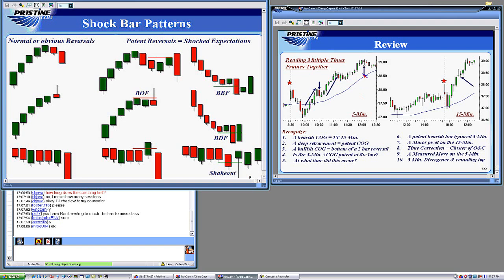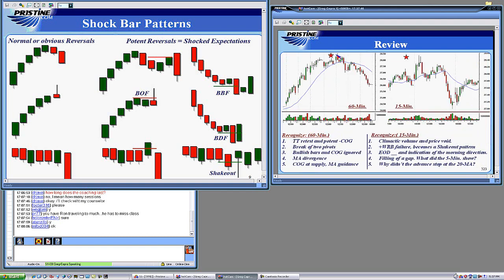Slowing momentum. Rounding top means it had to have made a higher high bar, and then prices retraced back in again after making that new high. Topping tail. We've got a topping tail right up at the high there. Prices broke out above a consolidation and formed a topping tail, bearish pattern.